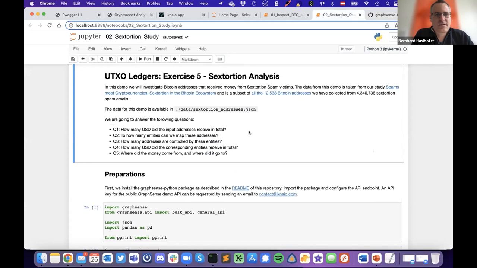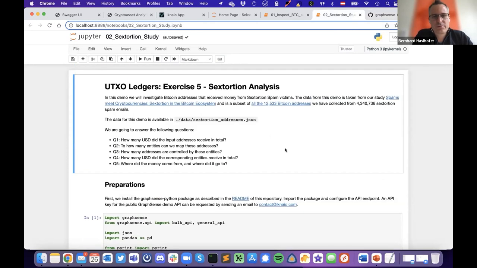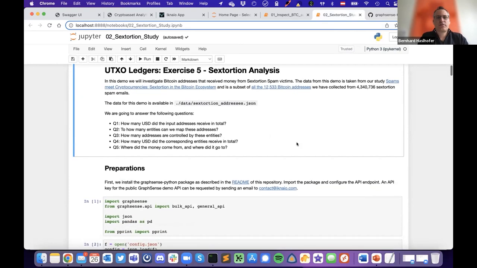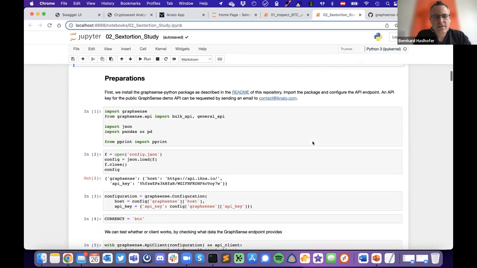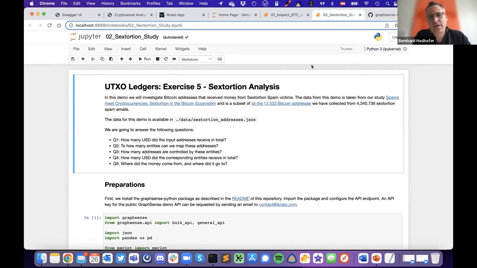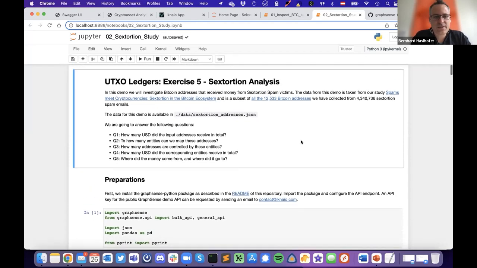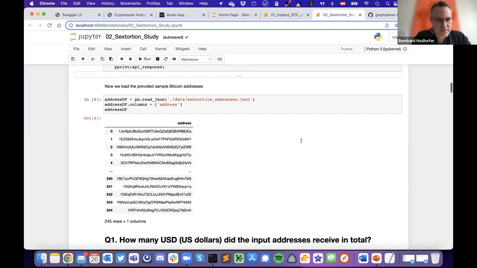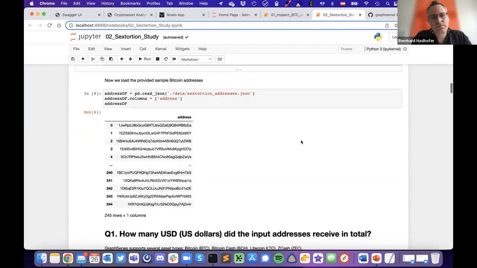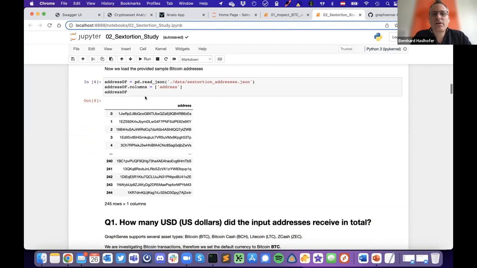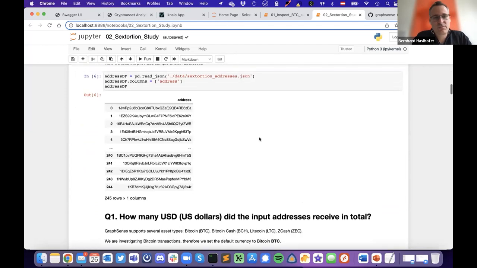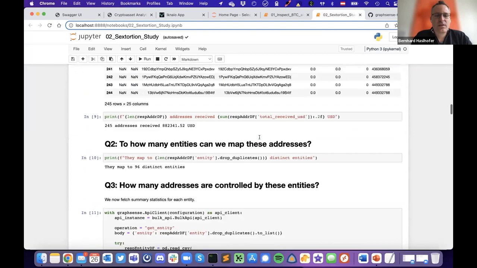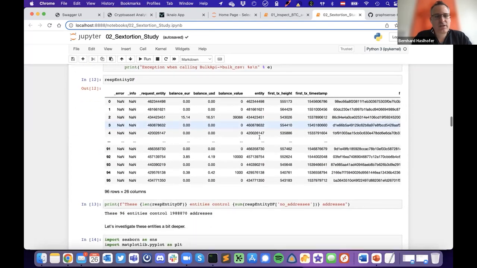Okay, I have three minutes left. I would like to point you to the second notebook I'm including in this tutorial for you to take a full ledger analysis. This tutorial walks you through an analysis of many addresses that were involved in sextortion emails, taken from one of our studies. We're just taking a subset of, I think, 245 addresses. And it nicely shows you how you can use the GraphSense bulk API to investigate more than one address. So I'm investigating 245 rows at a time, and I'm mapping those addresses to entities.